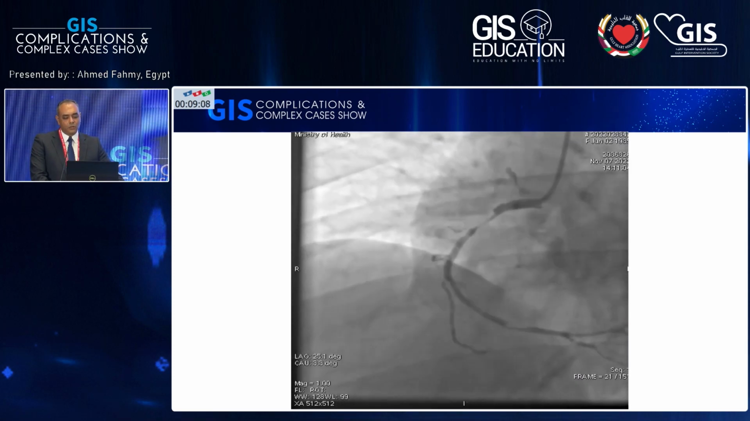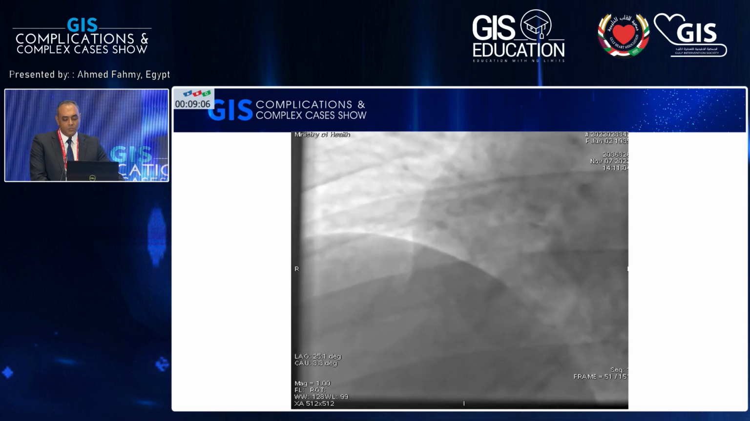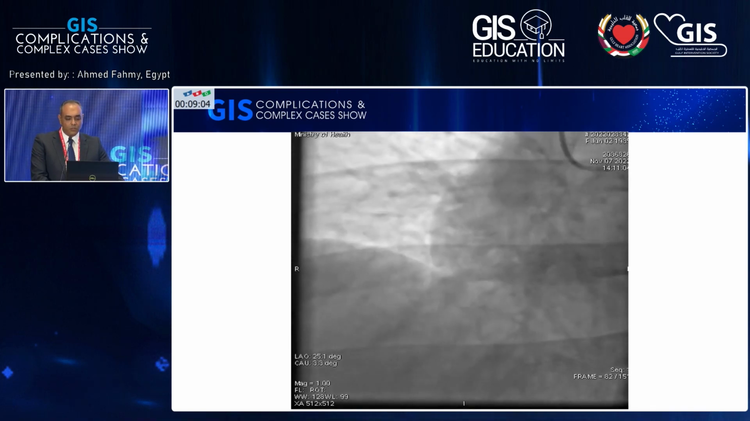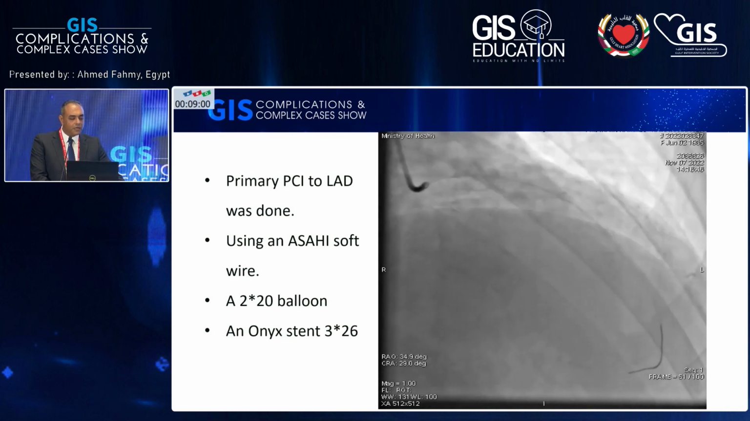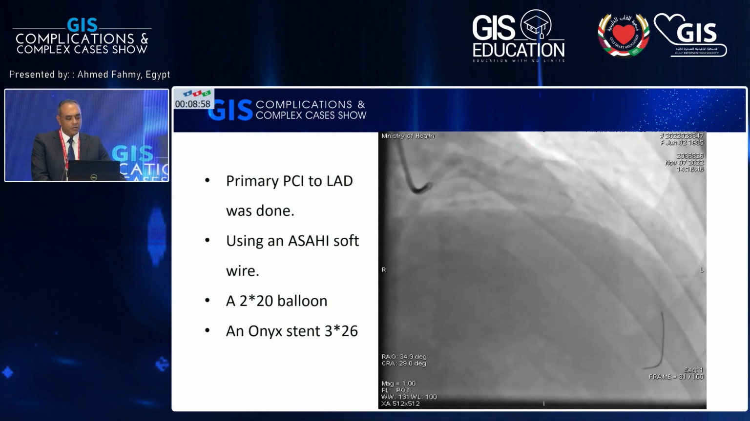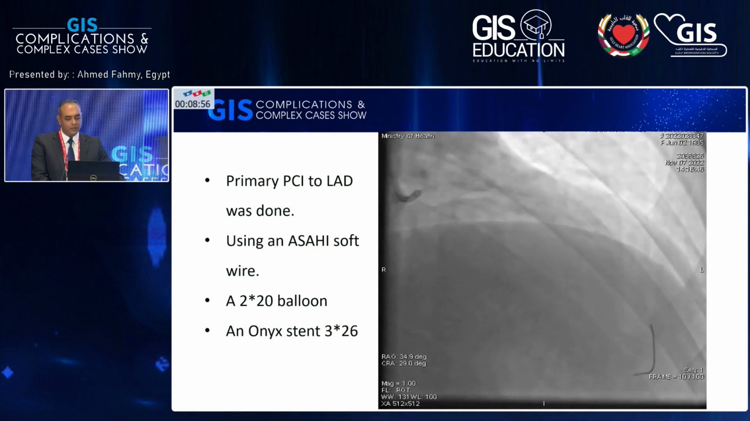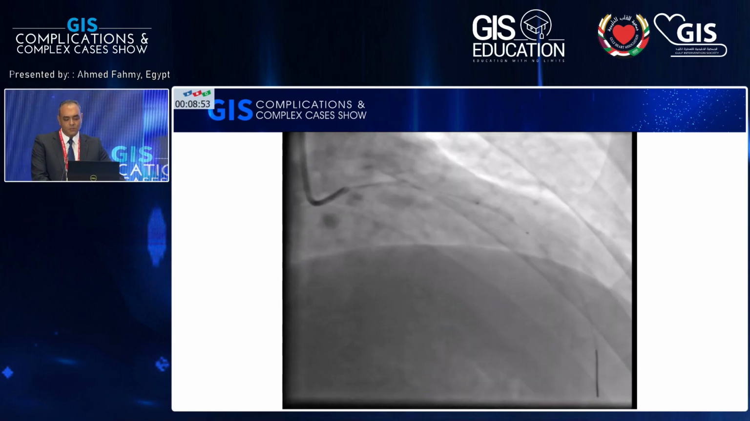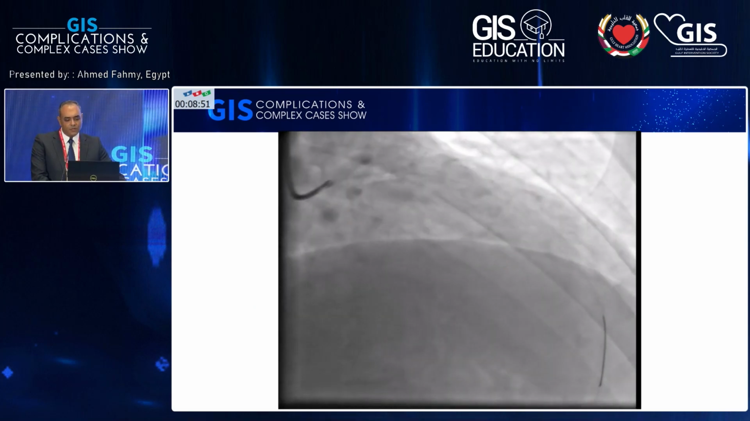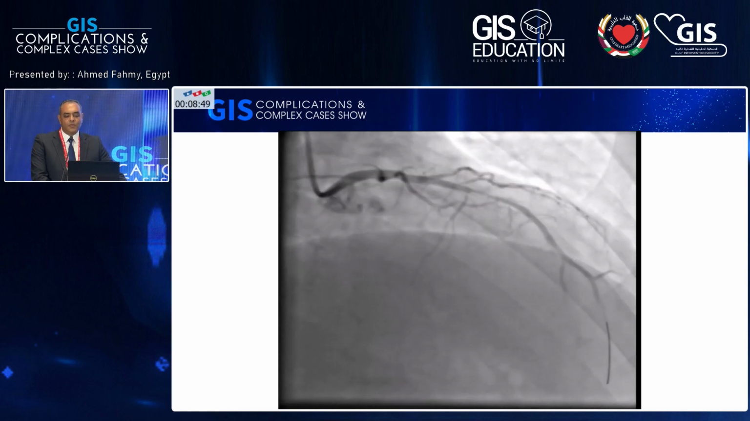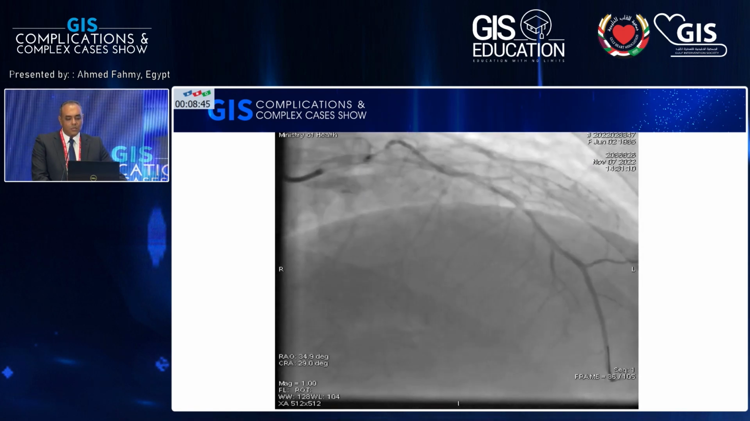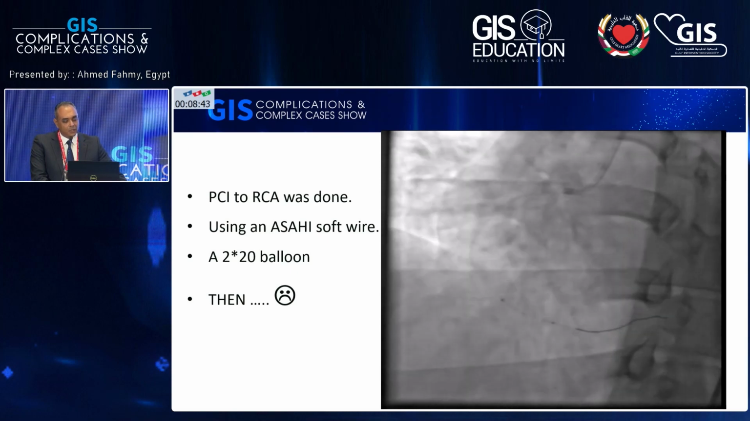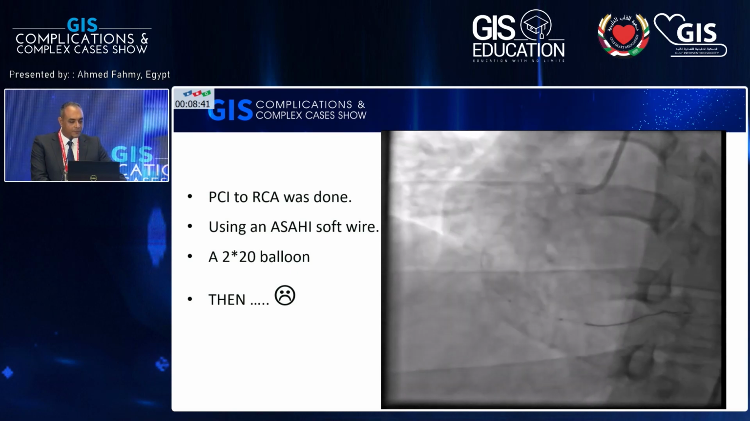the RCA showed 2 lesions, one proximal and one distal, nearly subtotal lesions. Primary PCI was performed to the LAD using an Asahi Sion wire, 2.0 balloon, and an Onyx stent 3x26 was inserted with TIMI 3. However, the patient was still in severe chest pain, so we decided to perform the RCA actually.